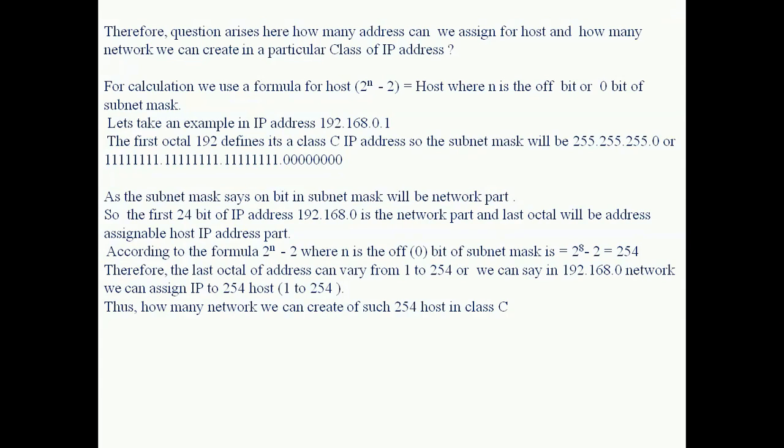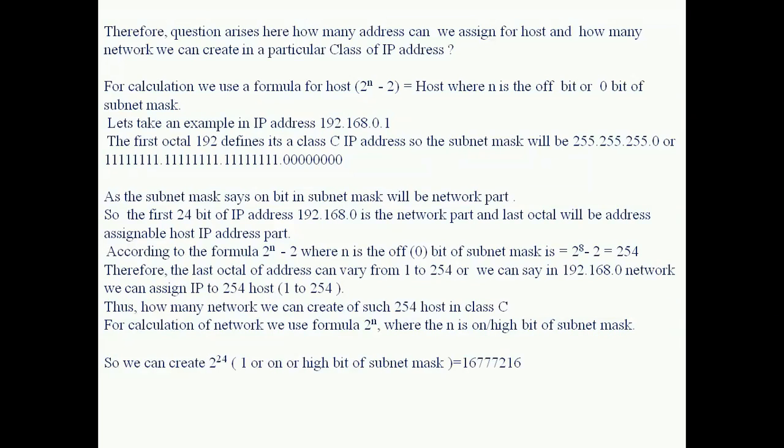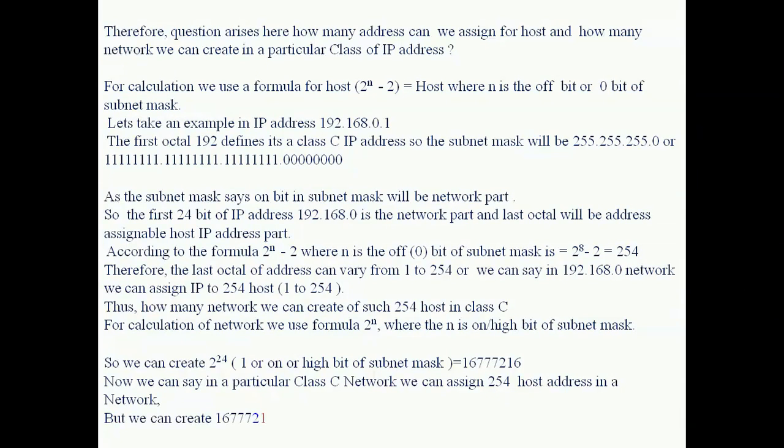Thus, how many networks can we create of such 254 hosts in class C? For calculation of networks, we use the formula 2 to the power n, where n is the on or high bits of your subnet mask. So we can create 2 to the power 24, which is the high bits of your default subnet mask, and that will be 16,777,216 networks. Now we can say in a particular class C network, we can assign 254 host addresses in a network, but we can create 16,777,216 network groups.